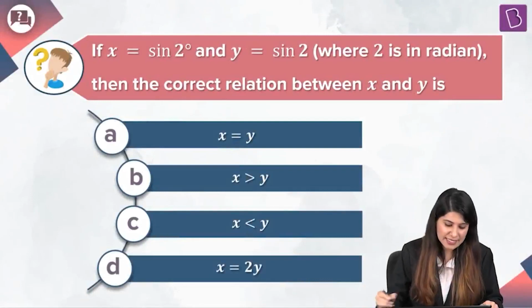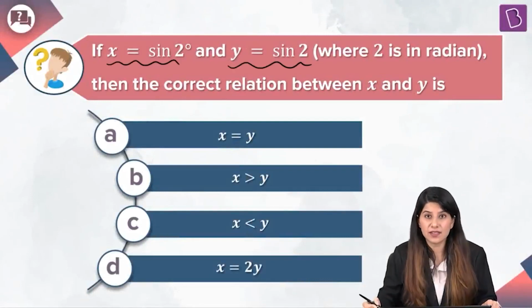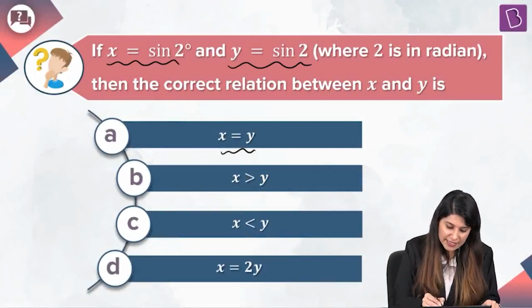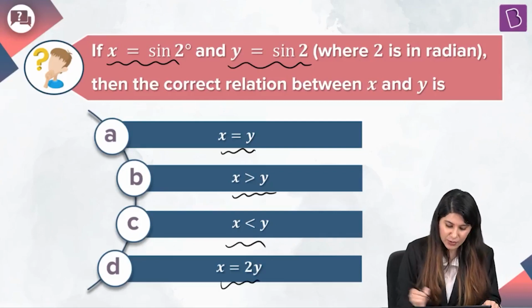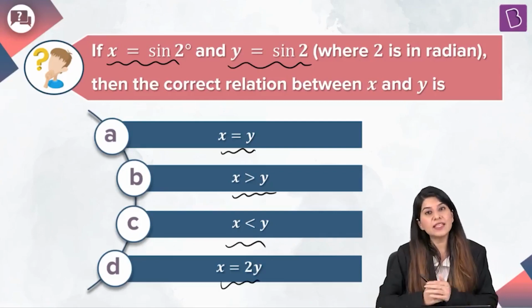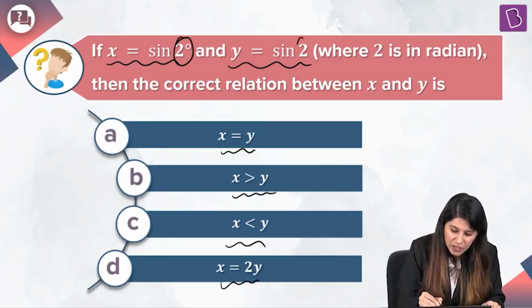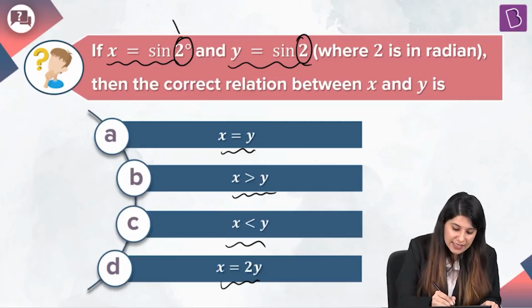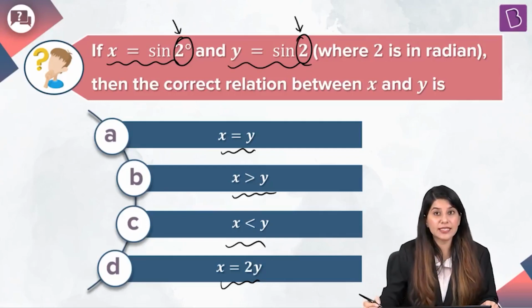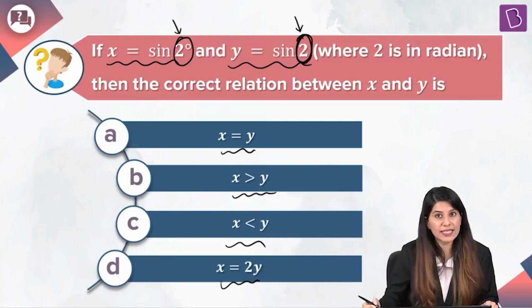In this question, it is given that x is equal to sine 2 degree and y is equal to sine 2 radian. And we need to check whether x is equal to y, x is greater than y, x is less than y, or x equals 2y. Now, to compare the values of x and y, we first need to convert the argument inside the sine to the same unit. I can clearly see this one is in degrees and this one is in radians. So, why not convert this 2 radian into degrees?